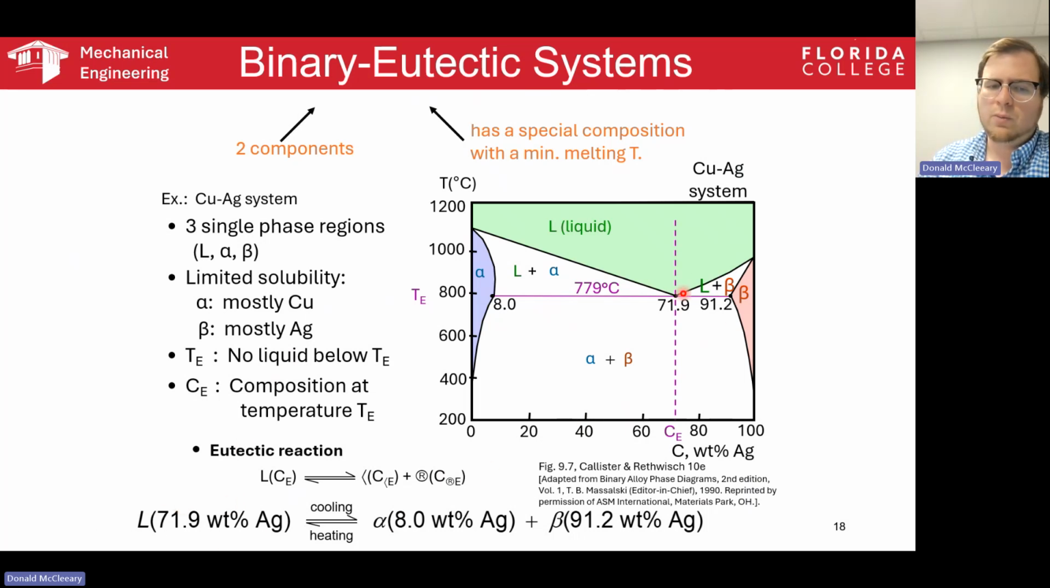So right now we're at 71.9 weight percent silver. And based on whether we're heating or cooling it, above or below this eutectic point, we're going to go between our liquid and our alpha plus beta. And this will both be solid, by the way. This will go from a liquid to a straight solid.